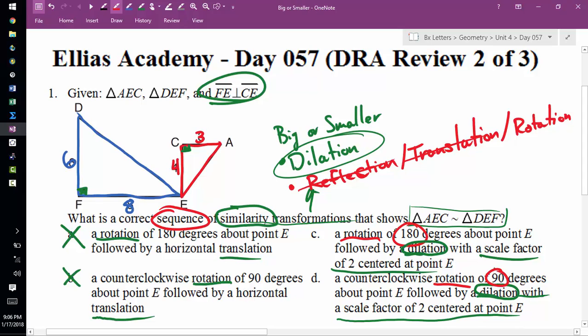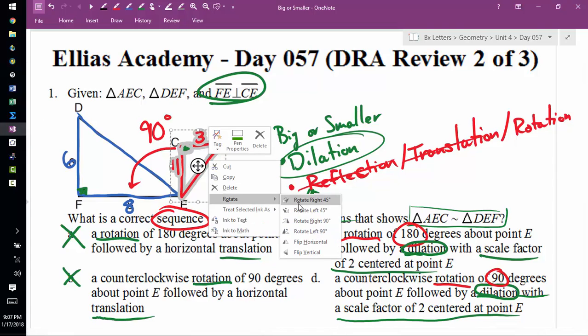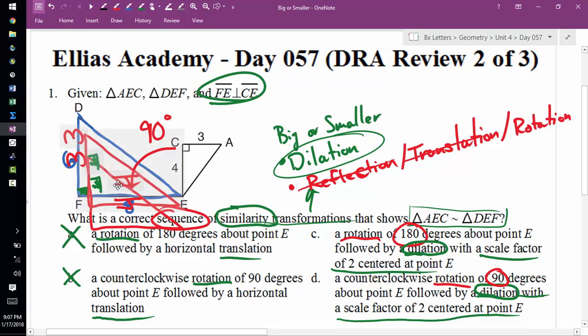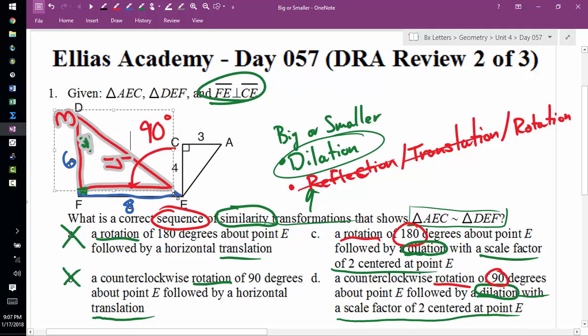If I rotate something 180 degrees, it kind of turns around, and that's not what's happening here. What's happening here is just a quarter turn, a 90-degree turn, in a counterclockwise direction. It turns out they are doing it that way, and I can kind of show you that by rotating it 90 degrees to the left. If I rotate that 90 degrees to the left about point E, and then I dilate it, you can see that they will in fact map on.